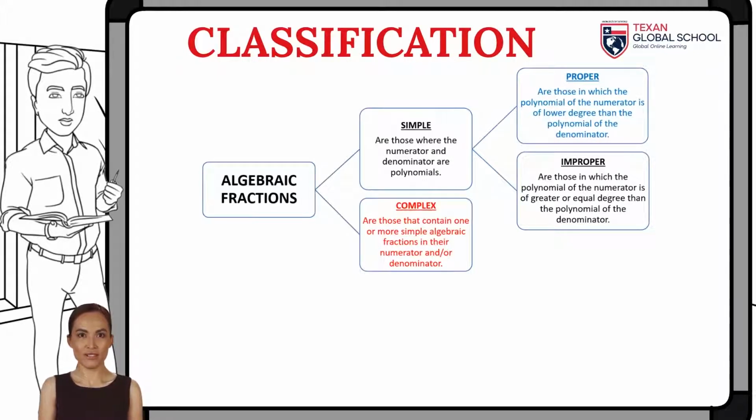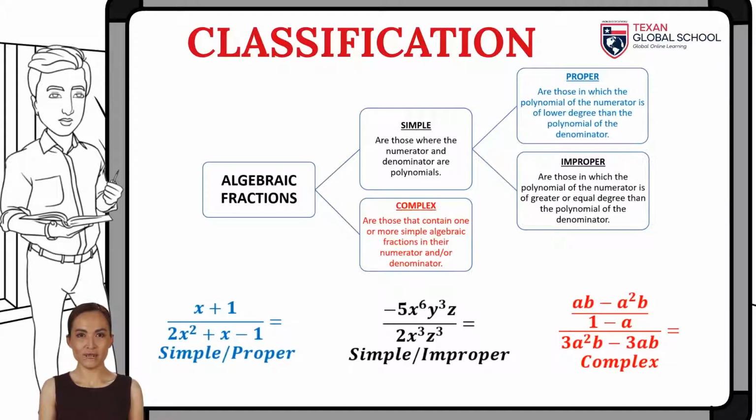Algebraic fractions are classified into simple and complex. Simple algebraic fractions are those where the numerator and denominator are polynomials. These are classified as proper, in which the polynomial of the numerator is of lower degree than the polynomial of the denominator, and improper, in which the polynomial of the numerator is of greater or equal degree than the polynomial of the denominator. Finally, complex algebraic fractions contain one or more simple fractions in their numerator and/or denominator.